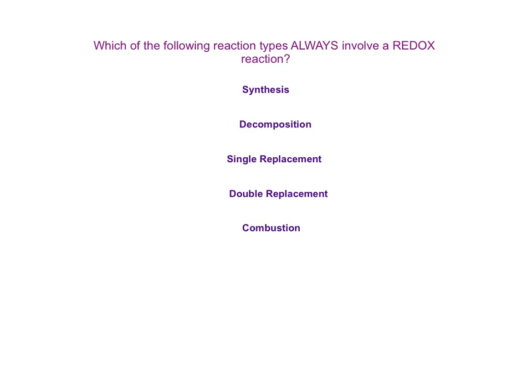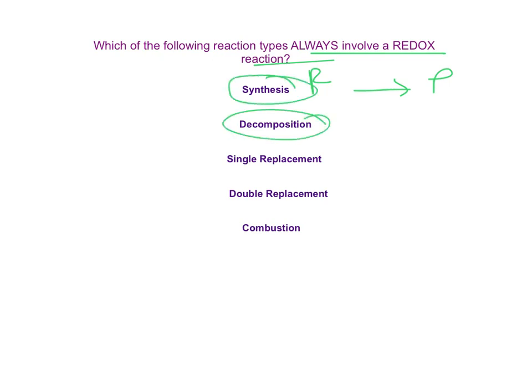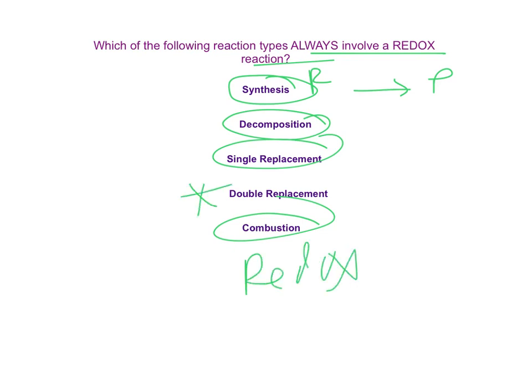So there is a pattern. Which of the following reactions will always involve a redox reaction? Basically, if you have a single element on one side, either the reactant or product side, it's probably going to go into a bond and change. So with synthesis, decomposition, single replacement, and combustion, you'll always see redox. The one like our last number 1 example that we just did, double replacement, was not redox.